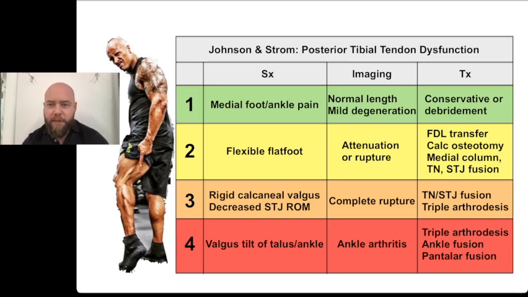Okay. Stage 3. This is definitely a fusion stage. Triple arthrodesis is common, or you can just do the TN or the STJ fusion. Okay. And then stage 4 finally is a triple arthrodesis for sure, maybe an ankle fusion, maybe a pantalar fusion in extreme cases. Okay. But the ankle's involved, so you want to usually fuse the ankle. Okay. So the treatment protocols originally described by Johnson and Strom were more conservative than I've listed here. I've updated them with recommendations from Pomeroy, his article in 1999, which is one of the landmark articles.